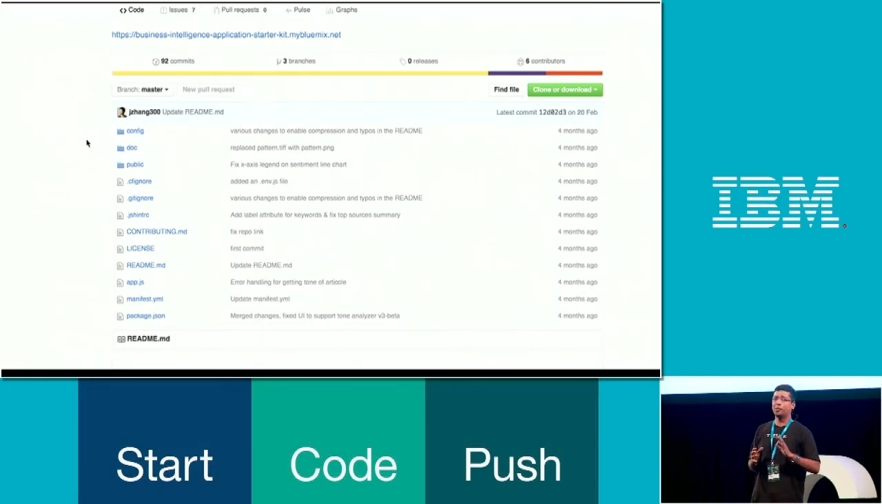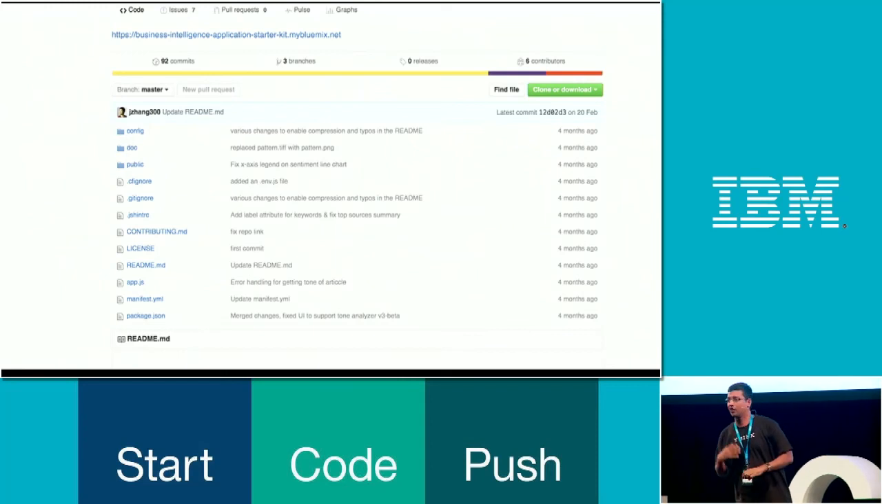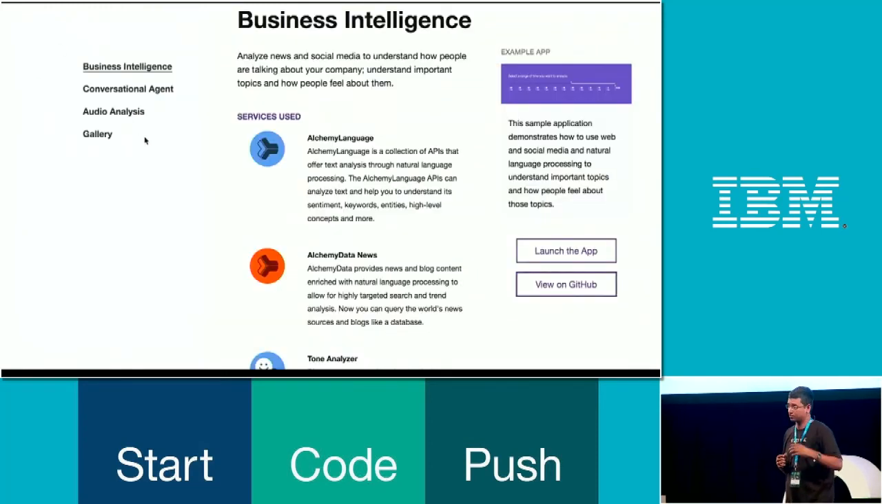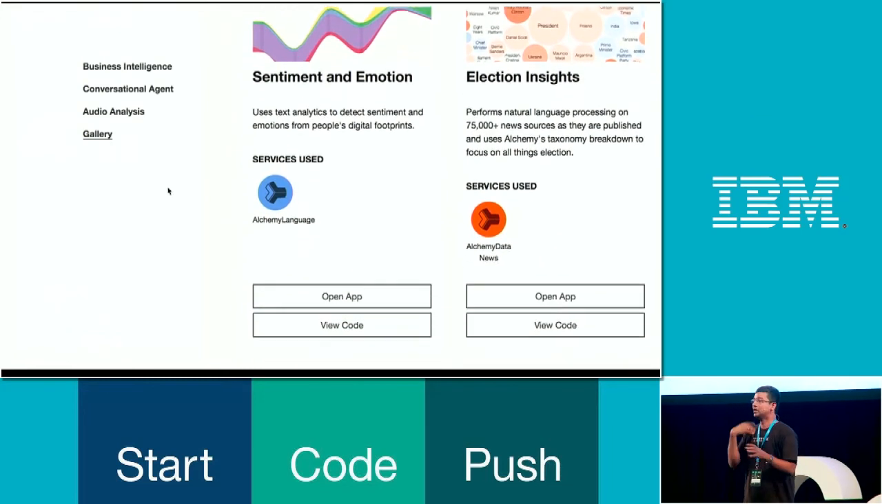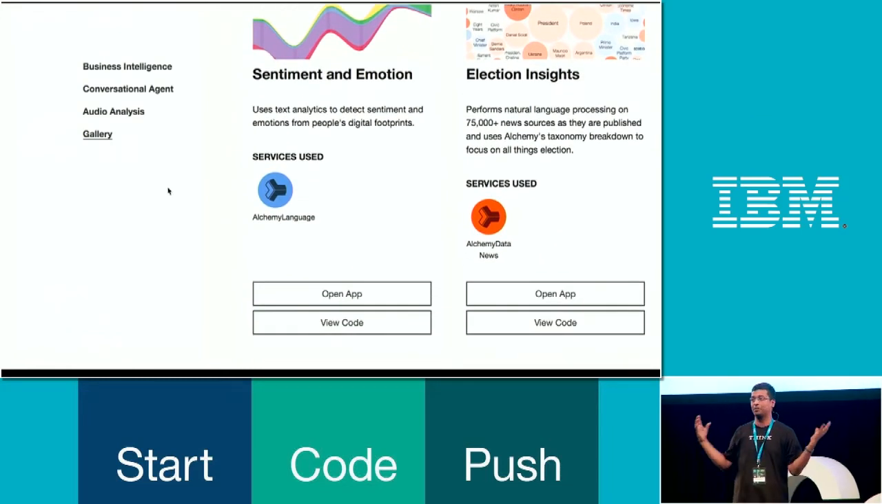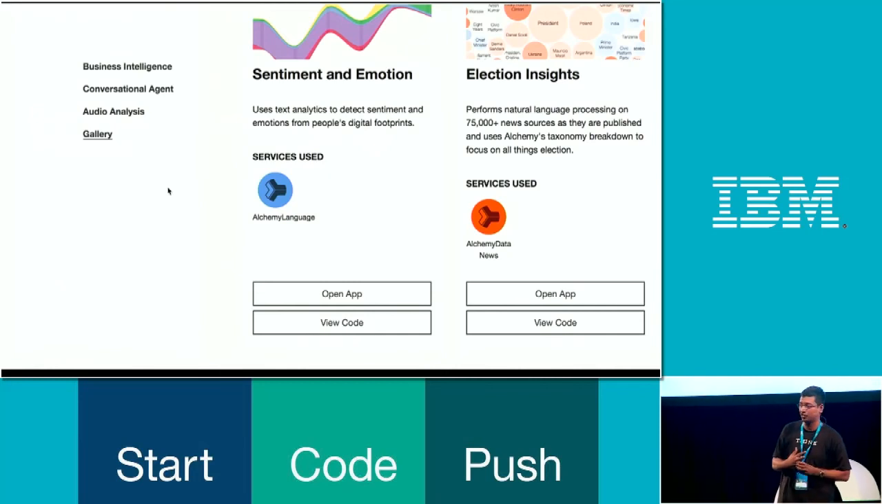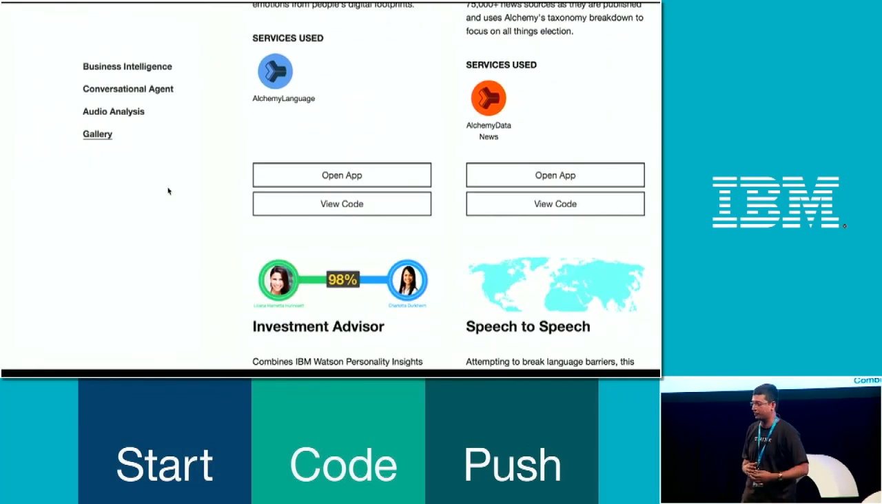Right? So apart from these starter kits, we also have a gallery of applications, right? These are best practice applications that developers like you worldwide have built using various Watson APIs and then submitted to us. For example, this is election season in the US, so there is an election insights application which looks at various news sources related to the election and provides more insights around what's happening in the US election, right? It uses the Alchemy Data News. The Celebrity Match application that Puru was using is another such gallery application, right?